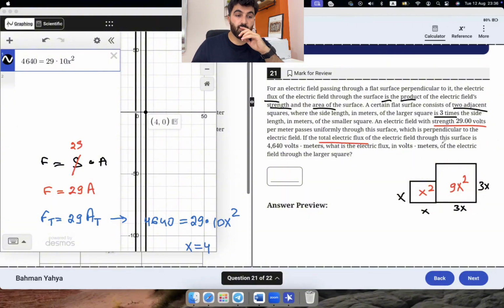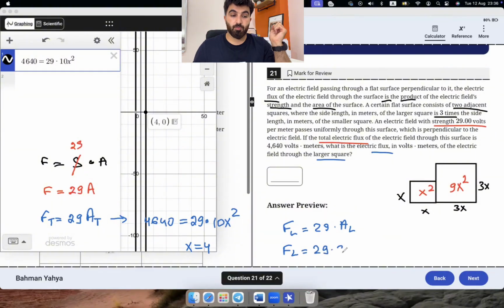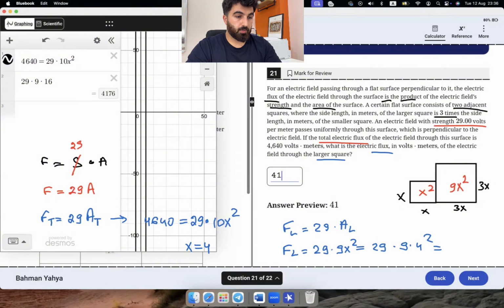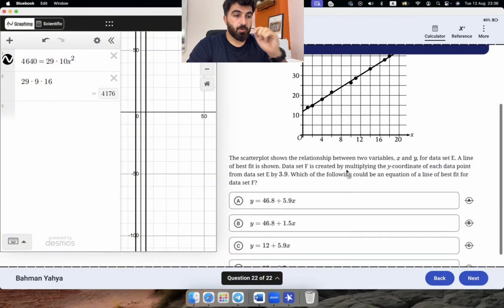What is the question? What is the flux for the larger circle? That's easy. Flux for the larger one is 29 multiplied by area for the larger one, isn't it? What is the area of the larger one? 9x squared. So I know the x also. So I will write 4 squared. 4176.